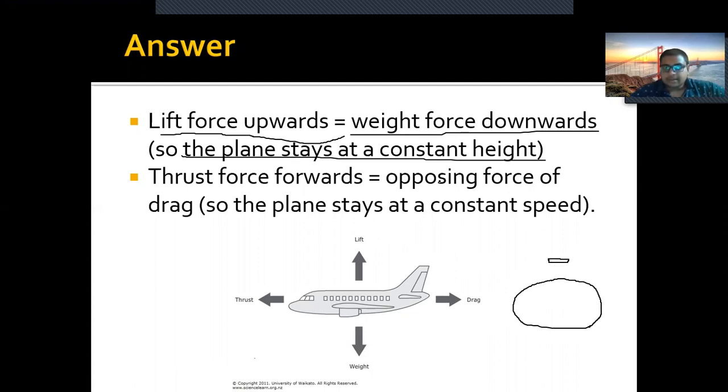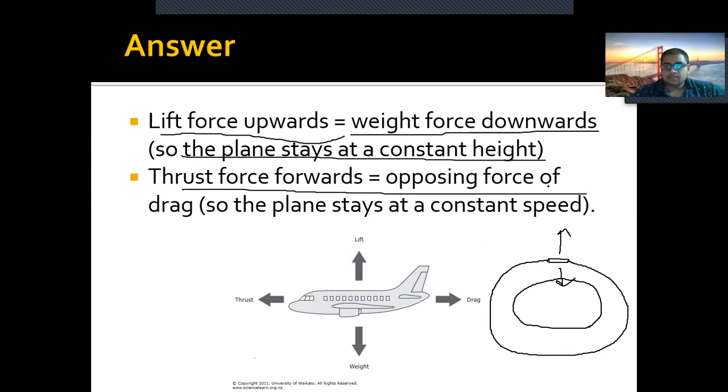At this height, the lift force upwards and the weight of the plane are the same. So now it will be in this path only. It will travel the whole world on this path. Now if the thrust force forwards is equal to the opposing force of the drag, the plane stays at constant speed.